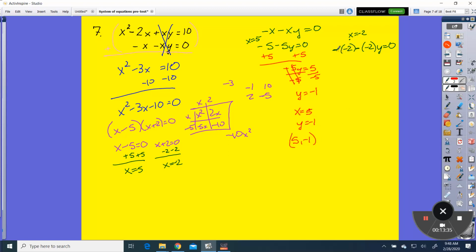Now on the next one, a negative and a negative makes a positive 2. A negative and negative makes a positive 2y equals 0. So I minus the 2 from each side. So 2y equals negative 2. Divide it by 2 and y equals negative 1. So when x is negative 2, y is negative 1.